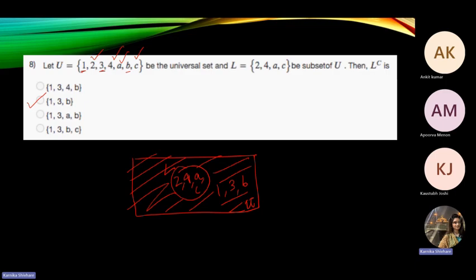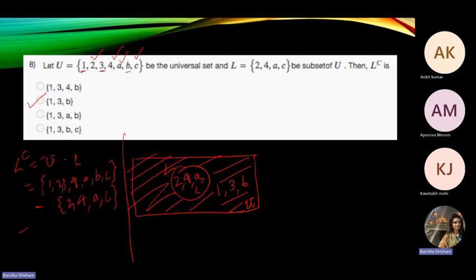Or you can also solve it through the formula: L complement is equal to universal minus L, which is {1, 2, 3, 4, A, B, C} minus {2, 4, A, C}. That is equal to {1, 3, B}.